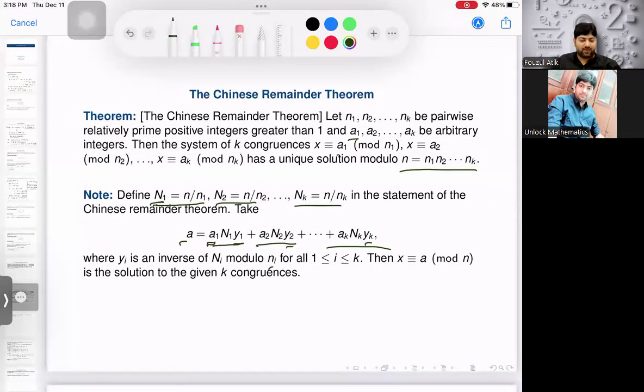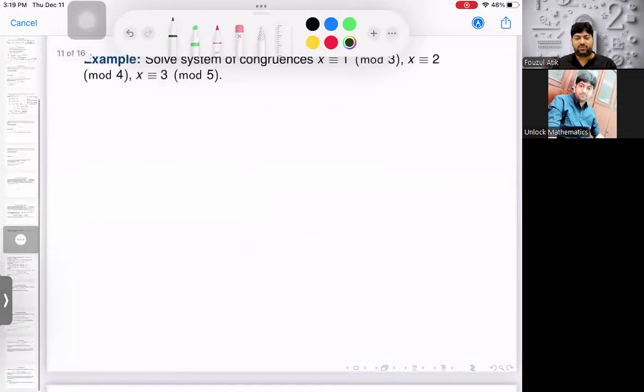Like that, all yi are defined. Then finally, this value x is the solution. This gives you x congruent to a modulo n is the solution of the given k congruences. So maybe the theory looks a little different, a little theoretical, to you, but let us do an example so that it will be very clear to you.